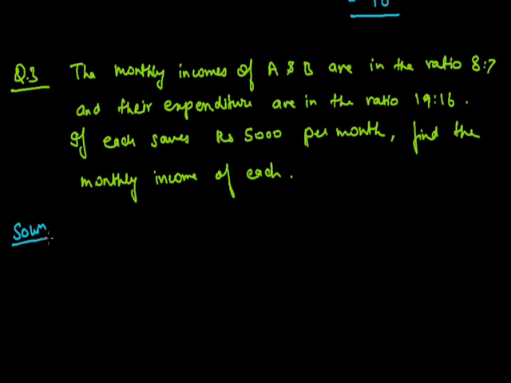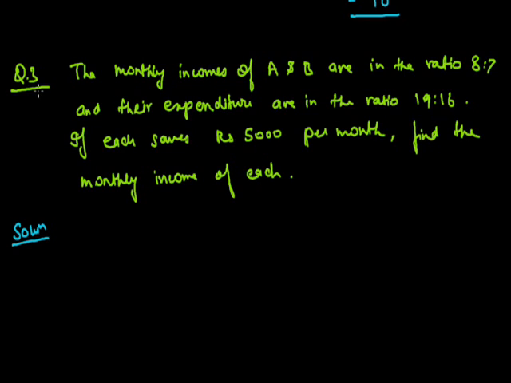Now in the question they are talking about the monthly income, expenditure and saving of two persons, A and B. It is given that the monthly incomes of A and B are in the ratio 8:7 and their expenditures are in the ratio 19:16. If both are saving rupees 5,000 per month, we need to find the monthly income of each, that is the monthly income of A and B both.